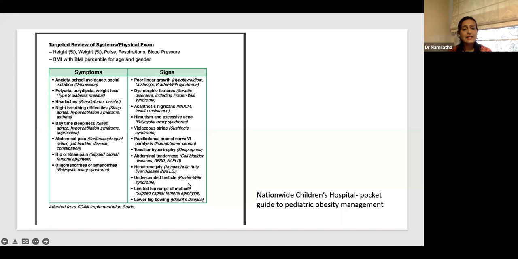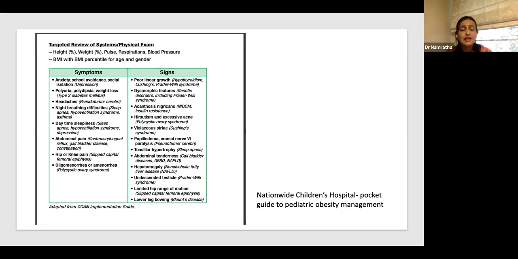Coming to physical examination, we have to perform a targeted review of systems. Apart from the anthropometry, pulse, respiration, and blood pressure monitoring should be given special emphasis. Any child who comes to us, the child might just be brought with a concern of being overweight or obese. All overweight children who come to us should be screened for these symptoms, especially depressive symptoms with a history of anxiety or school avoidance, polyuria, polydipsia, and weight loss for type 2 diabetes, frequent morning headaches for pseudotumor cerebri, sleep disordered breathing, which could manifest as night breathing difficulties, excessive snoring, daytime sleepiness.